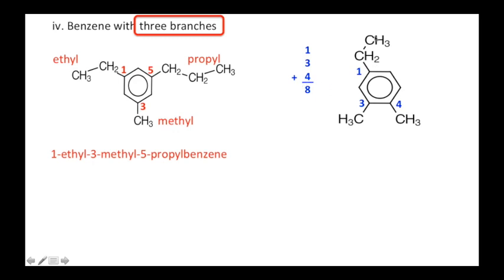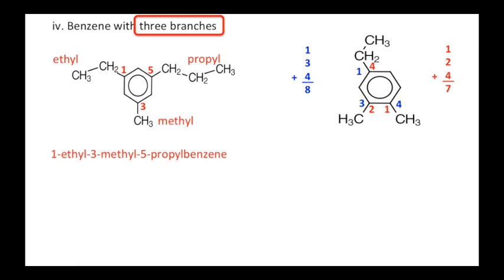Now even though we name this alphabetically, we don't number it this way. We have to number it so that our branches get the lowest possible numbers, which would be this way, 1, 2, 3, and then 4. We add the sum total up there, we get 7 instead of 8. So the red is the correct way to number this, but we still name it alphabetically.